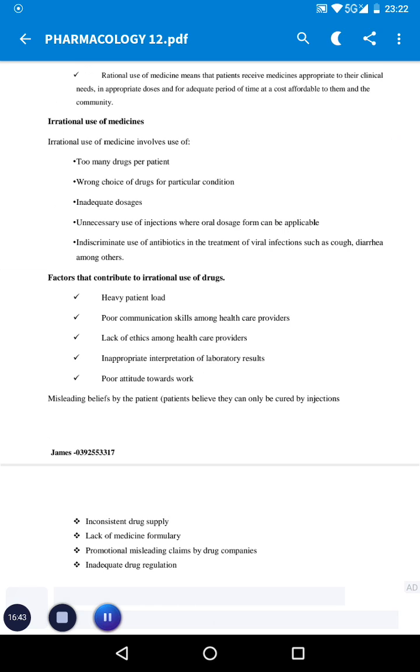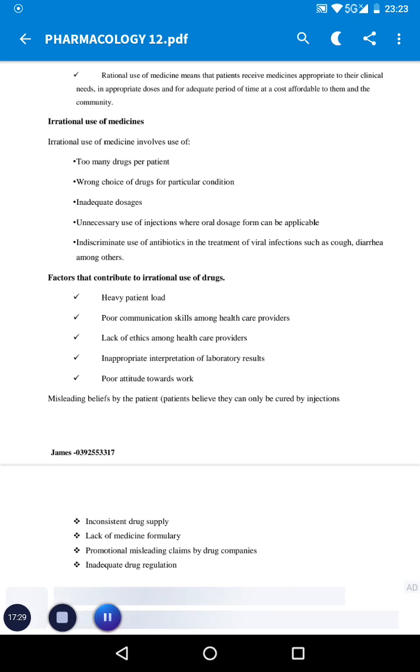All right. So we talked about unnecessary use of injections where oral dose forms can be applicable. It states where a tablet can work for you, but then they suggest that you should go for injections. That's irrational use of medicines. Then we are having indiscriminate use of antibiotics in the treatment of viral infections such as cough, diarrhea, among others. Particular conditions should match with the best treatment that can work better. Now, this one is quite similar to the wrong choice of drug for a particular condition.